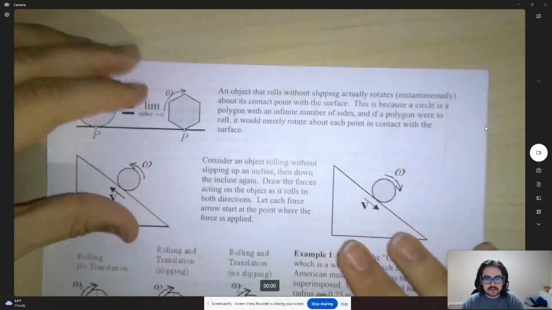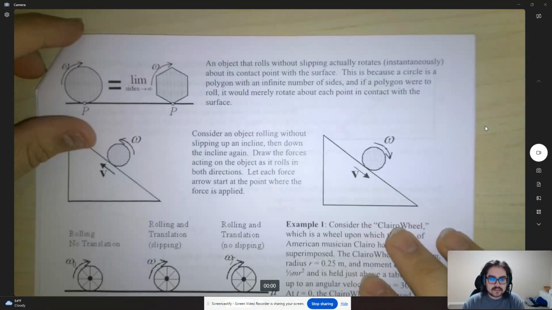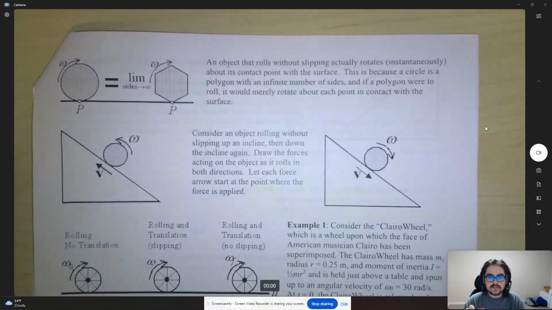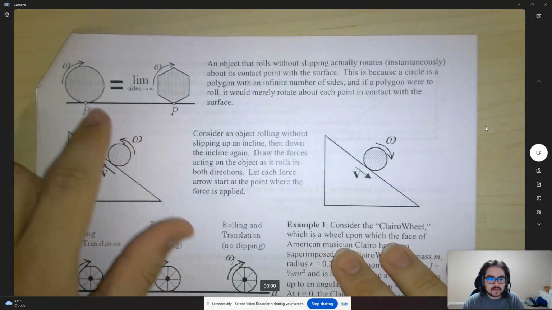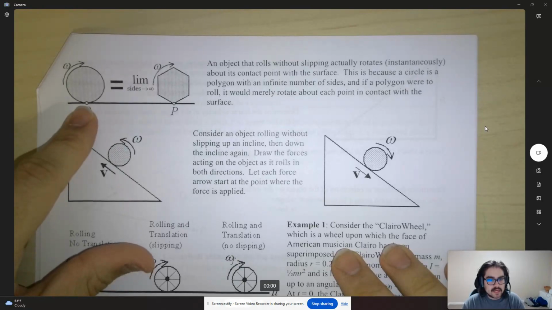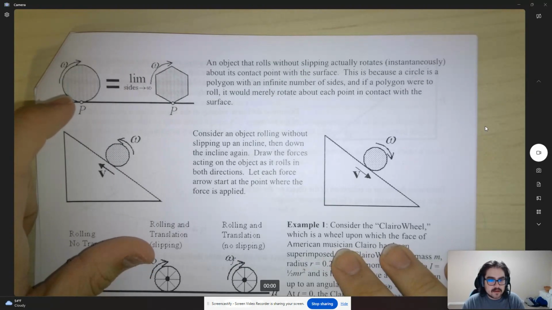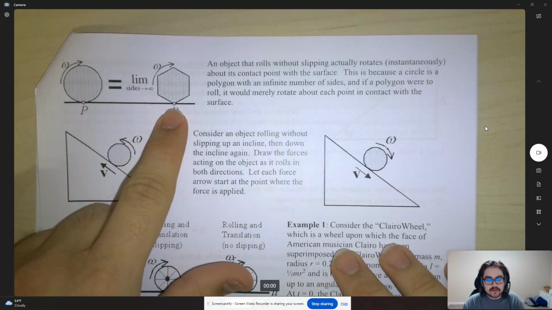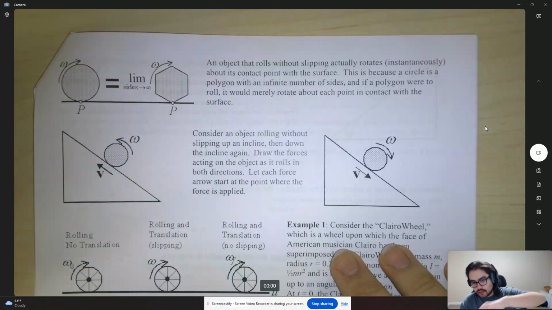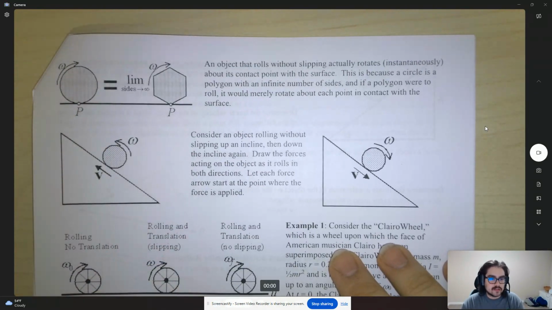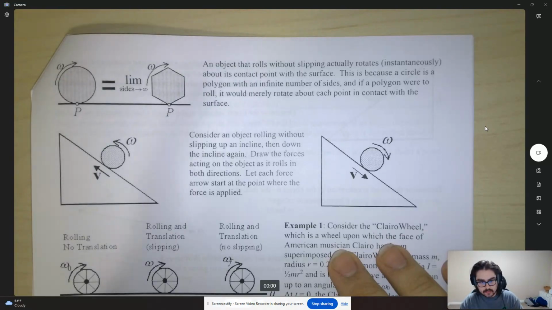Now think about this. A wheel is basically a polygon with unlimited sides, right? When we rotate a wheel or something that rolls without slipping, it rotates momentarily about the contact point with the surface. If you were to take a polygon, it would roll by rotating about each point in contact with the surface, and it would go ka-chunk, ka-chunk, ka-chunk, right? But the wheel, because it's so smooth, doesn't ka-chunk. It rotates without any issues.